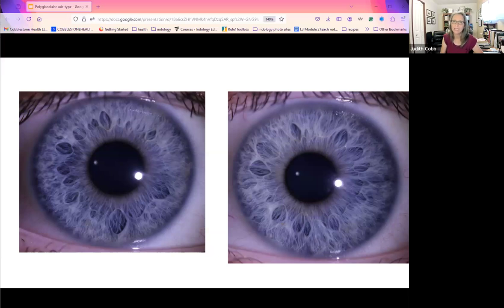This is a young woman. She's in her late teens. She was in her late teens when we took these photographs. Her right eye and her left eye. So it's like we're sitting looking at her face to face.